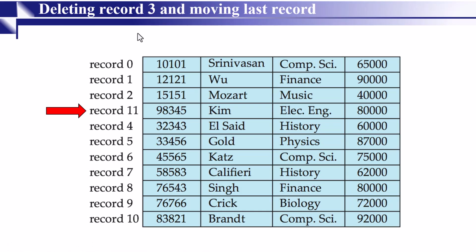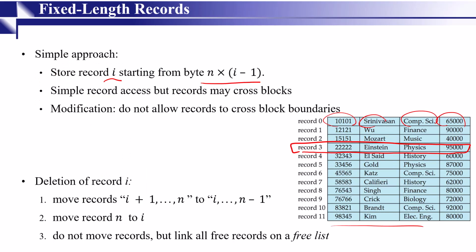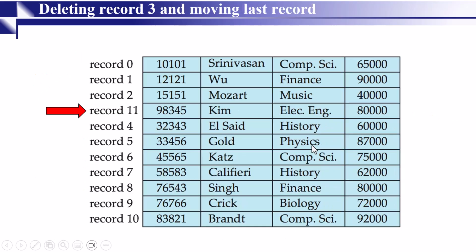Alternatively, instead of compacting, which means we move up all the records, in here you can see we have record 11 for electrical engineering. We move this one in place of record number 3, right? So you can see here record 11 from the end moved here. This reduces the amount of data movement compared to compacting, as only one record is relocated. So it's a trade-off between maintaining order and minimizing overhead.